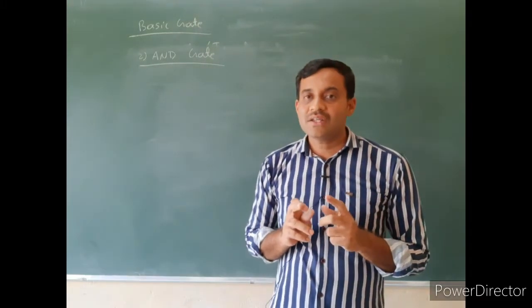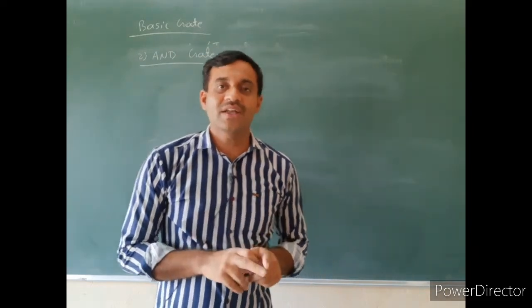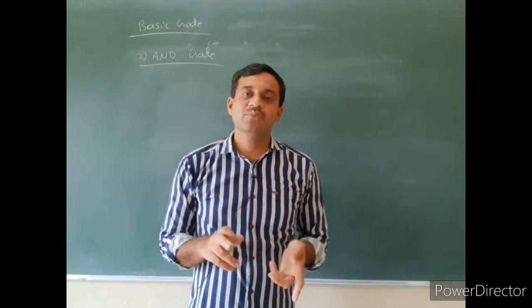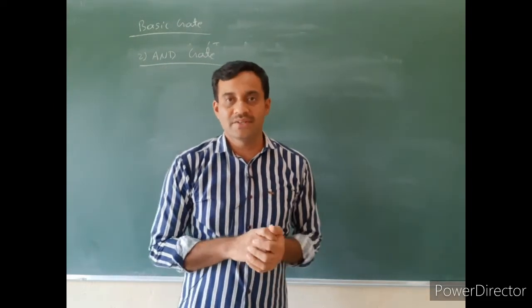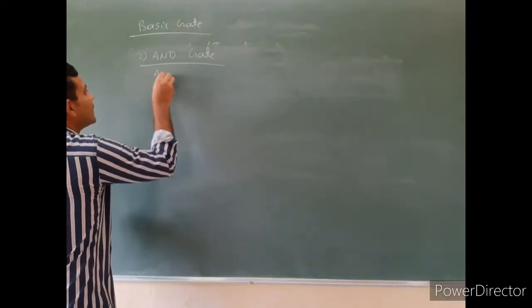Here, if all the inputs are 0, or any one of the inputs is 0, then the output is 0. If all the inputs are high, or 1, then the output is high, or 1. So see the working principle of the AND gate.